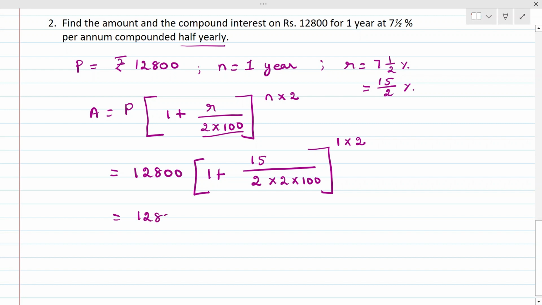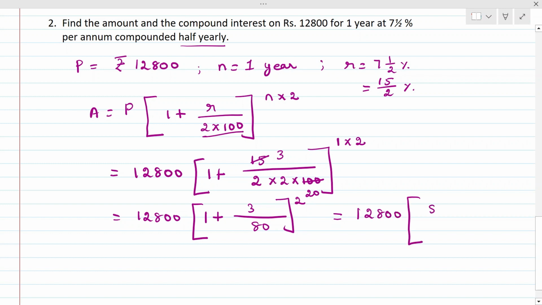Now 12,800, the whole power. We can cancel this 15 and 100 with the 5. So now 1 plus 3 divided by 20 into 2 is 40. 40 into 2 is 80. Whole power 2. So now 12,800, the whole power, 80 plus 3. I am taking LCM. 80 plus 3, the whole divided by 80, power 2.